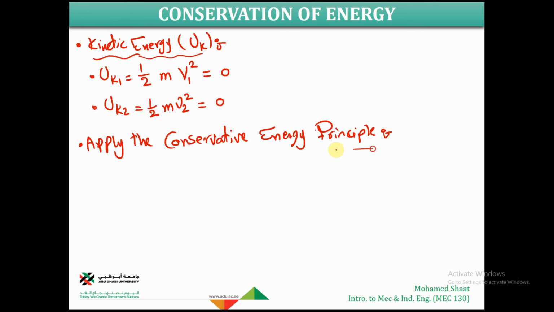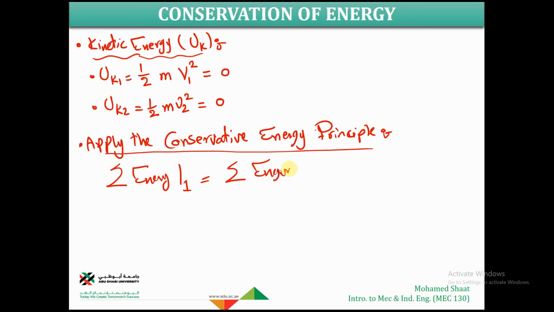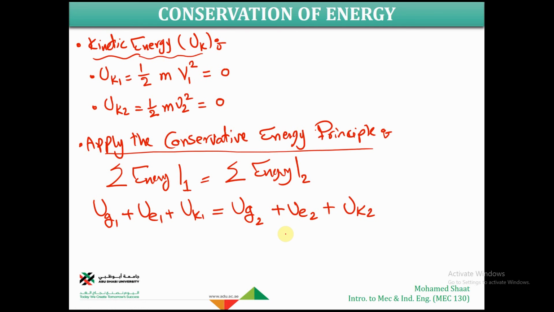We see that this principle states that the sum of the energy at position 1 should equal the sum of the energy at position 2. So we have the gravitational potential energy at position 1 plus the elastic potential energy at position 1 plus the kinetic energy at position 1. It should equal the gravitational potential energy at position 2 plus the elastic energy at position 2 plus the kinetic energy at position 2.